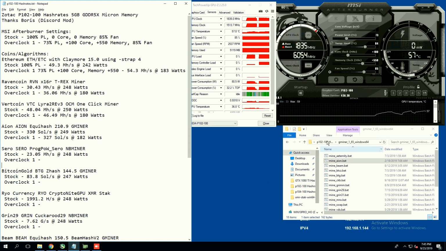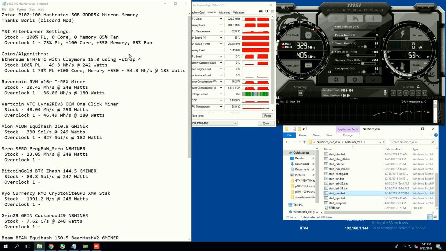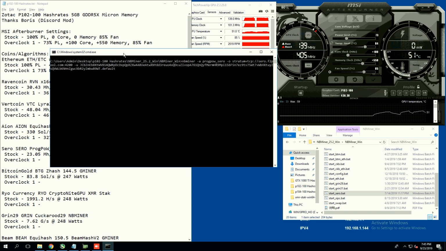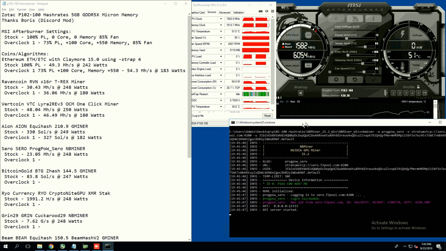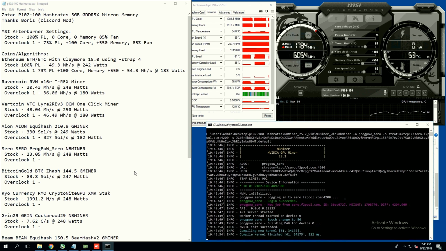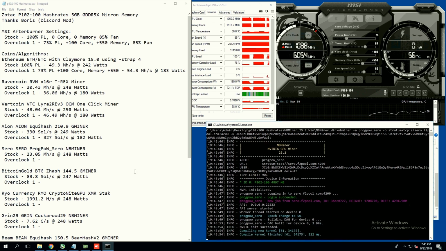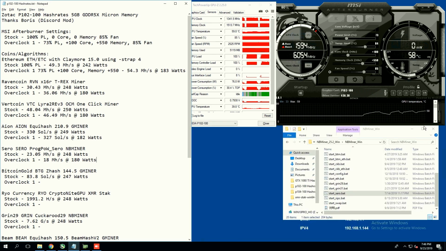Okay, now we're going to do Sero, and that is using NBMINER. Let's open it up here, Sero. This is the ProgPow algorithm, by the way. So initially 23.05 megahash at 248 watts, and now with the overclock 1 setting, we are going to get about 18 megahash at 180 watts. Pretty much the same. Okay, good old Sero on ProgPow on NBMINER.